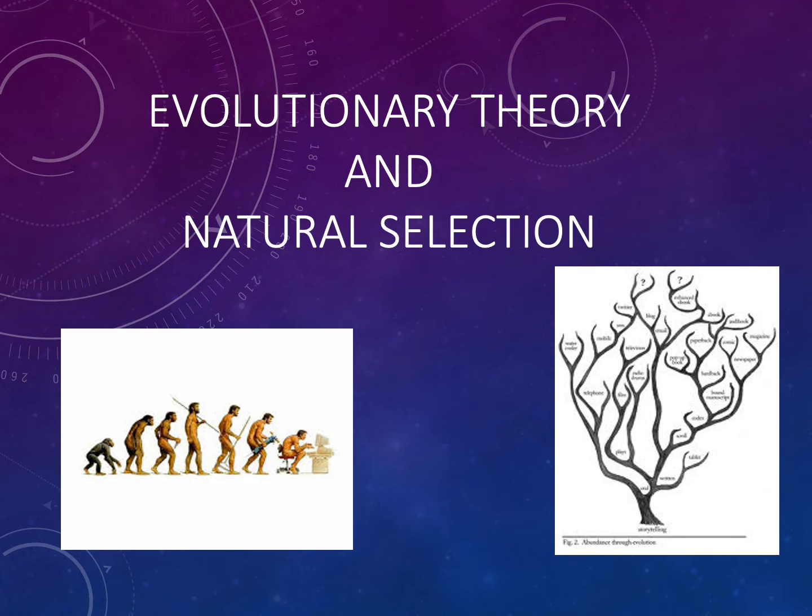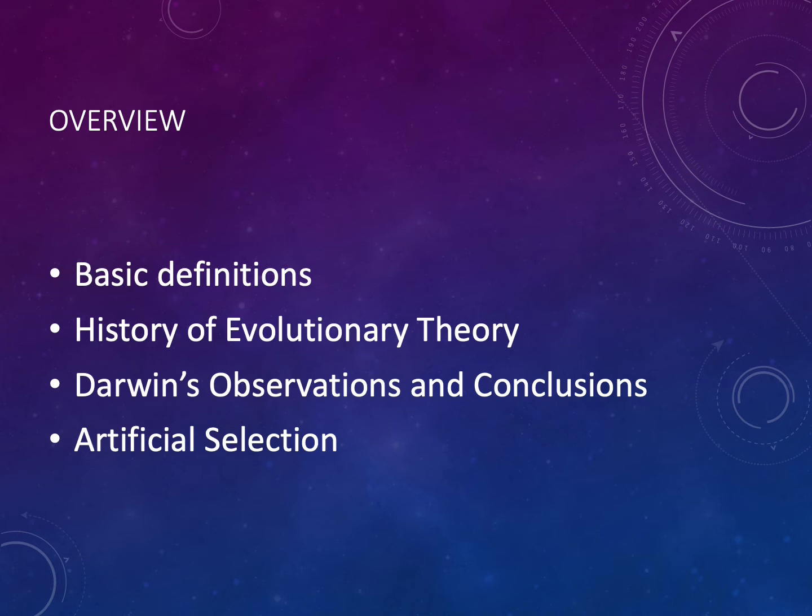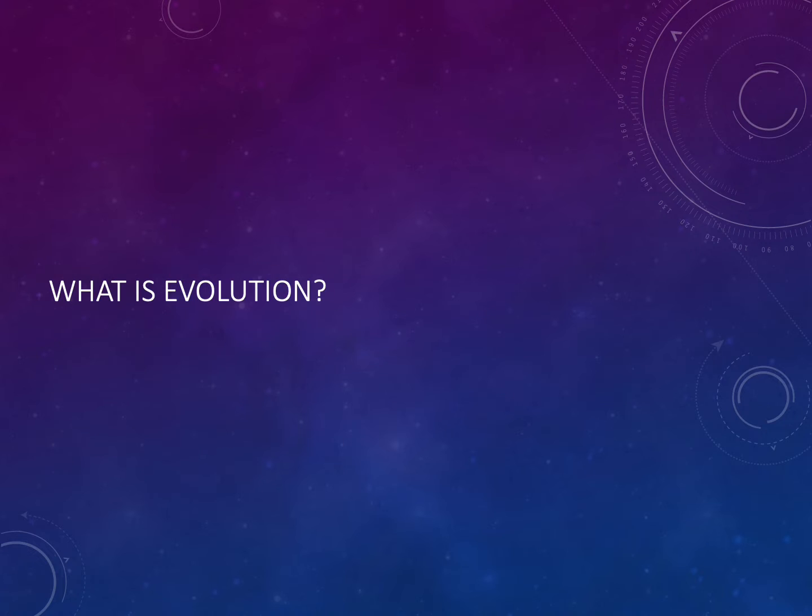In this lecture, we will be talking about Chapter 1, Evolutionary Theory and Natural Selection. Specifically, we will discuss basic definitions that you need to know, the history of evolutionary theory, Darwin's observations and conclusions, and then briefly discuss the concept of artificial selection.